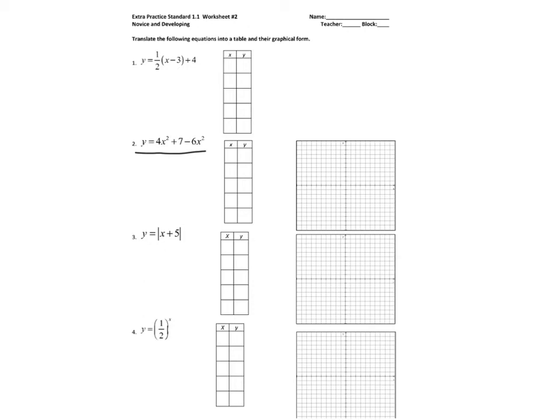Now, looking at this function, 4x squared plus 7 minus 6x squared, I can tell you right off that it's going to be a quadratic, right? So it's going to be shaped like a horseshoe. Okay. So we're going to plug in some numbers for the domain. They did not give us any, but we're going to say that the domain is -2, -1, 0, 1, 2. Okay? That way your points are close in.